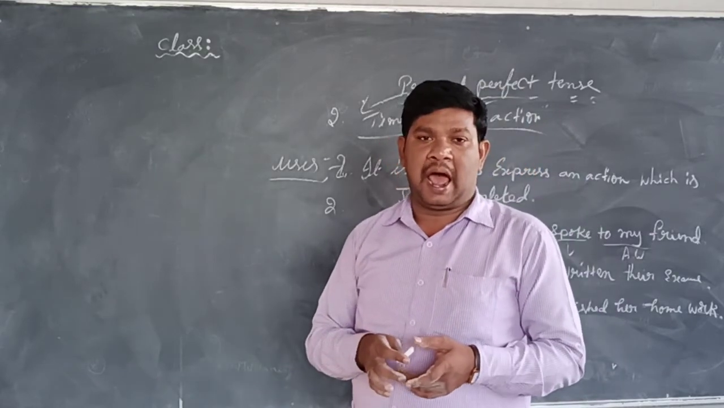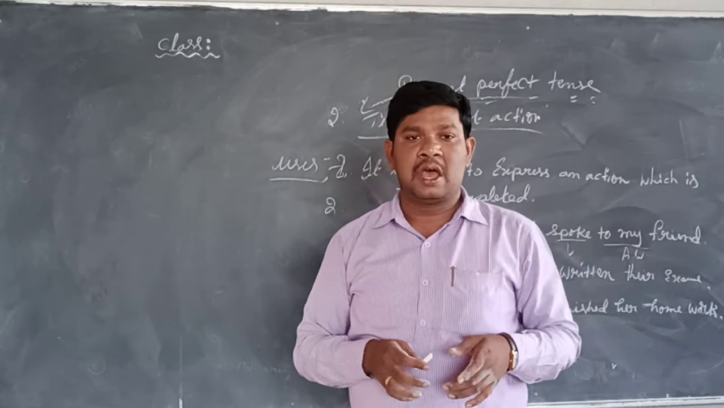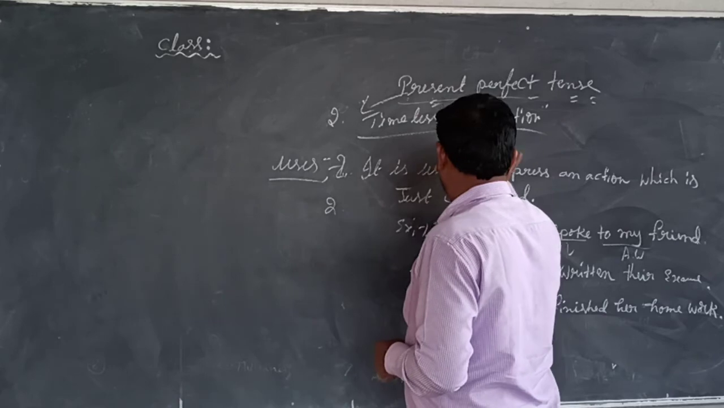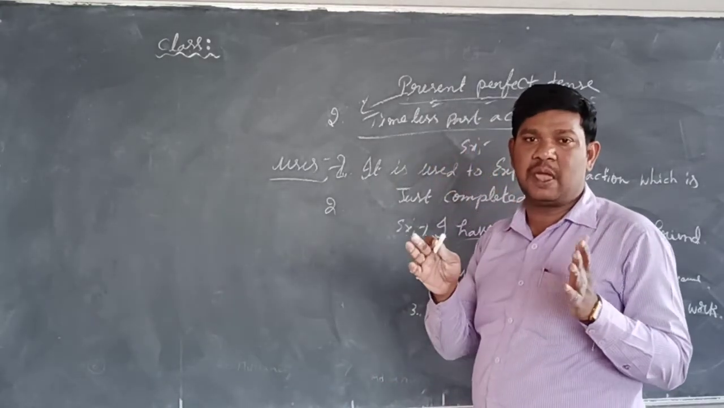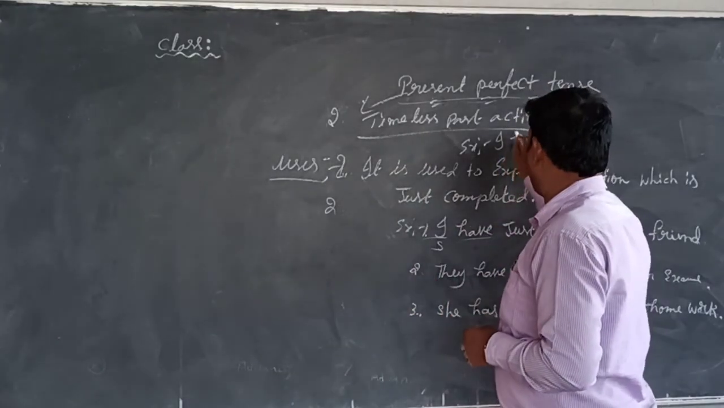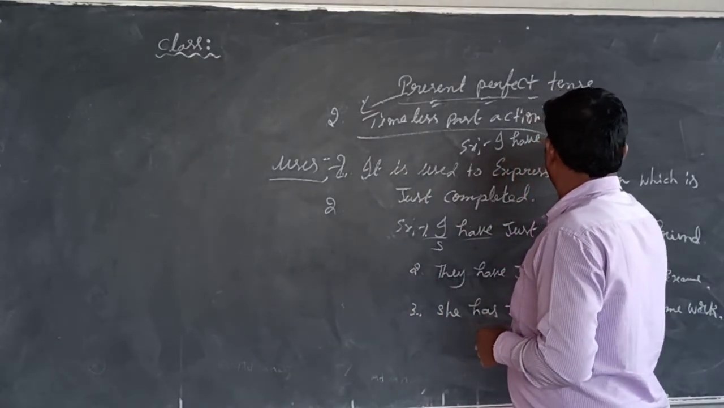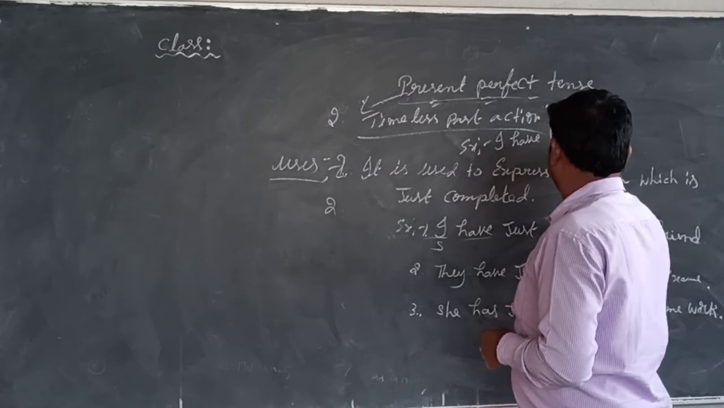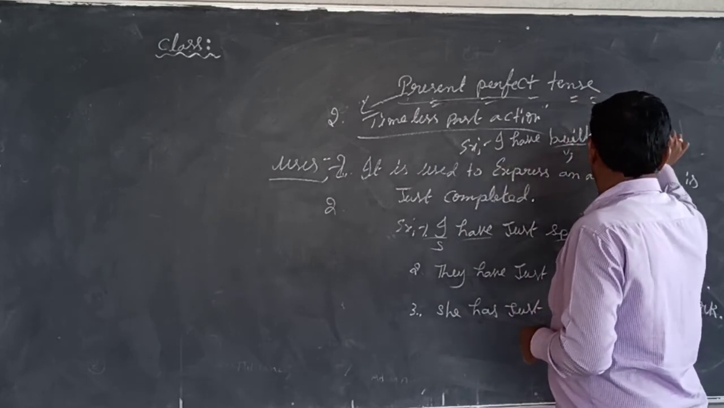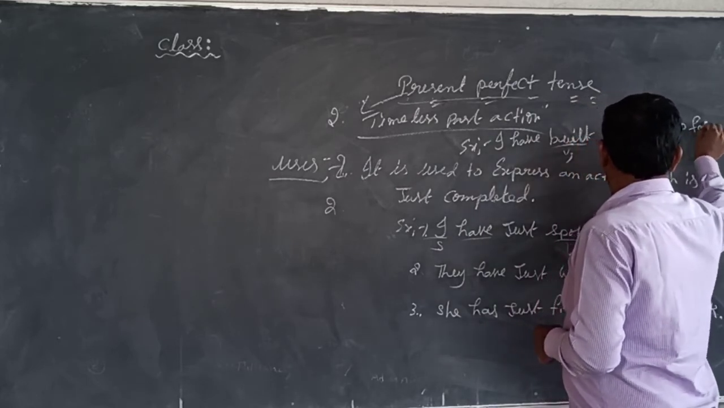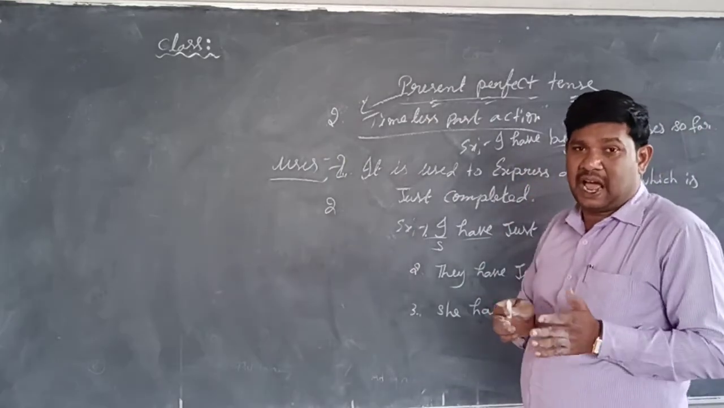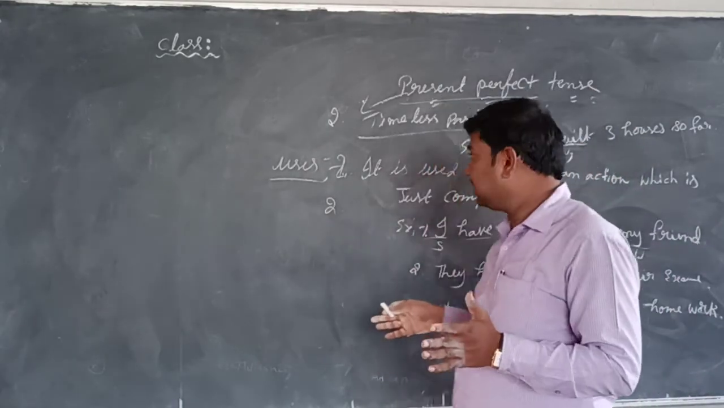For example, I have seen Taj Mahal before. I have built 3 houses so far. The timeless past action means we should not use the time adverb at the end of this tense. For example, I have built, V3. All of you observe V3. I have built 3 houses so far. How many houses did I build? 3 houses. This is the past action, but I did not mention here the time adverb.